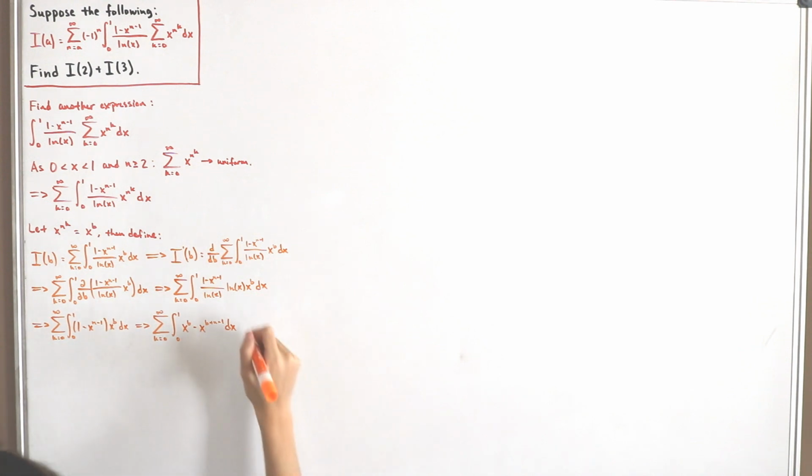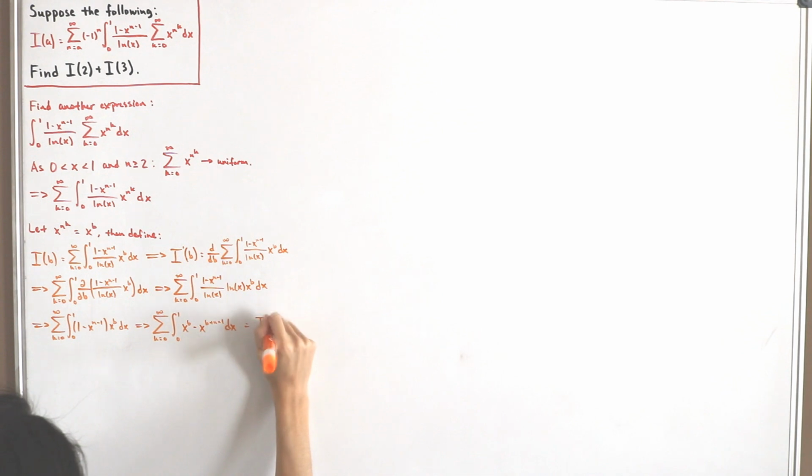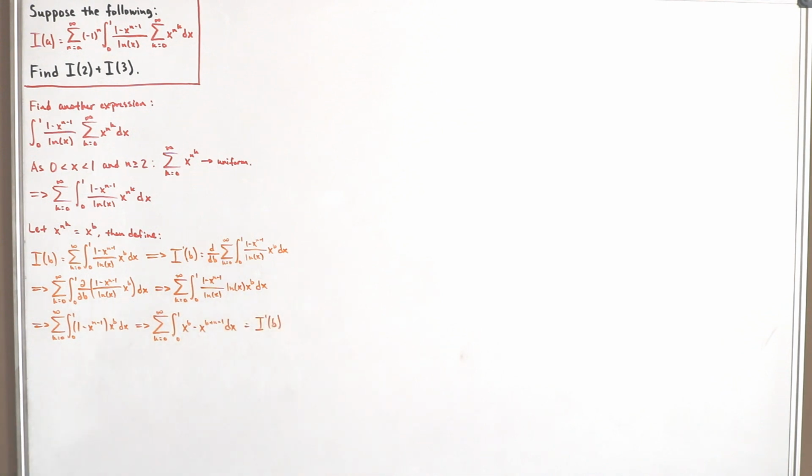Okay, and I'll just say so far that's actually just equal to capital I prime of b. So we can keep going and just take the definite integral of this expression over here. And that's not hard to show, so I'll just write this separately. So this is the integral from 0 to 1 of x to the b minus x to the b plus n minus 1 dx.